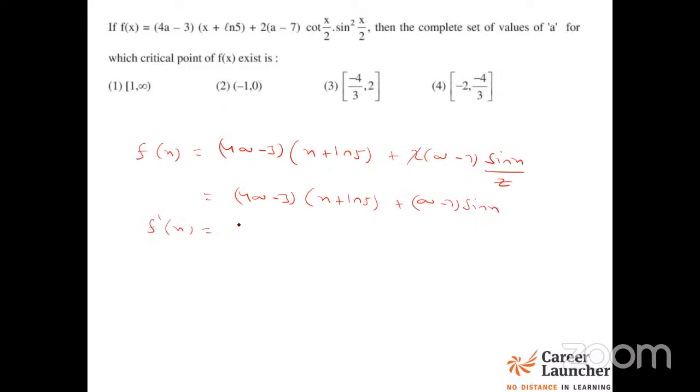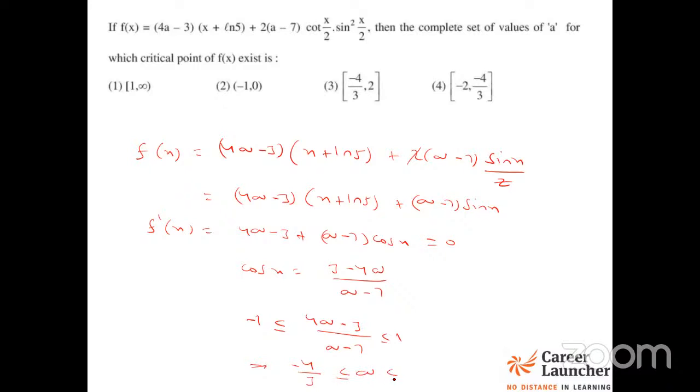What about the derivative for this? 4a minus 3 plus a minus 7 times cos x. So the derivative should become 0. So cos x will be equal to 3 minus 4a upon a minus 7. Now this value should lie between minus 1 to 1. So 4a minus 3 upon a minus 7 should lie between minus 1 to 1. Solving these, we get the value of a should lie between minus 4 by 3 to 2. So it will be the closed interval minus 4 by 3 comma 2. Option 3 will be the answer.